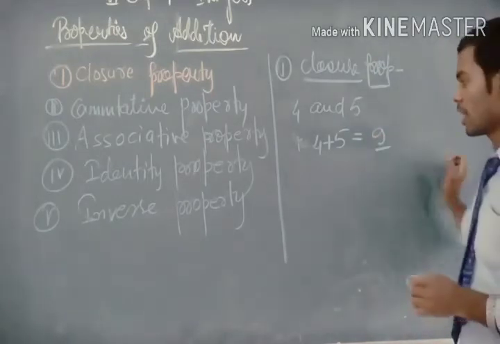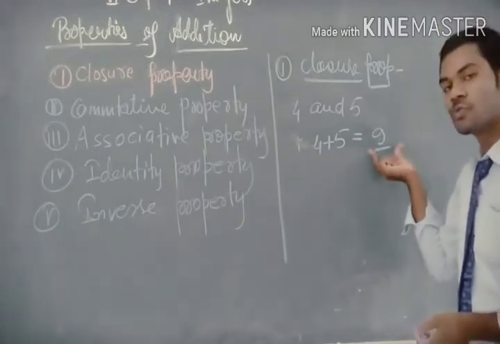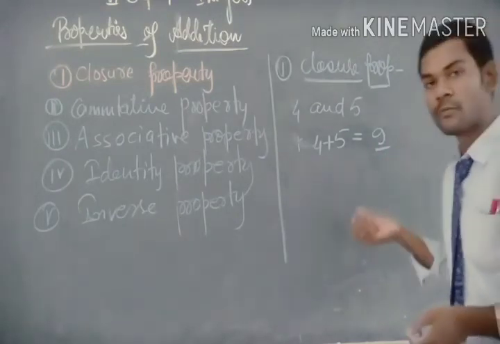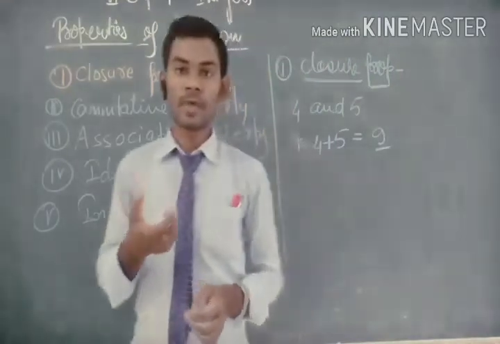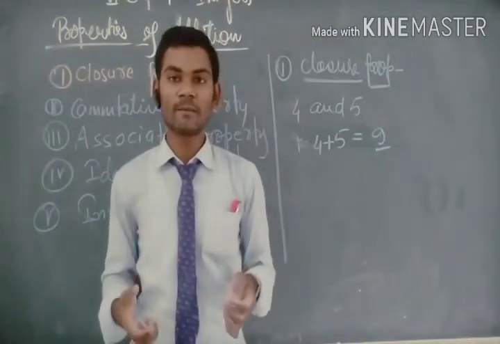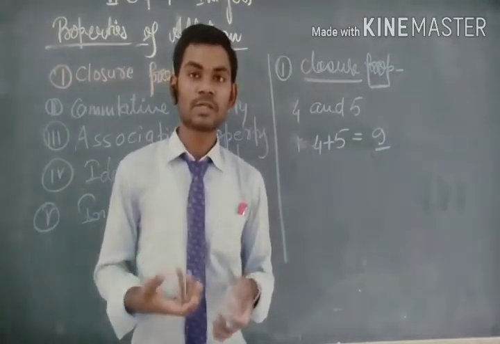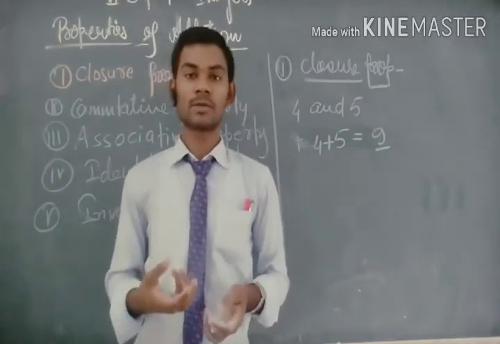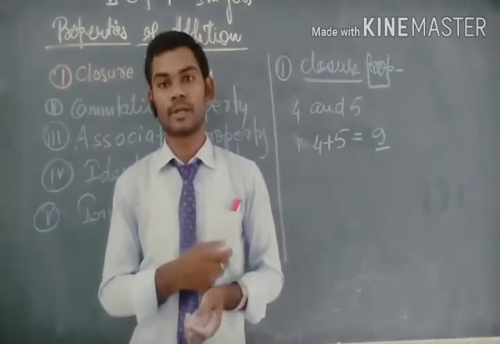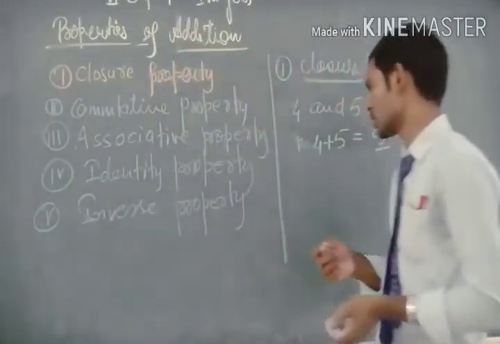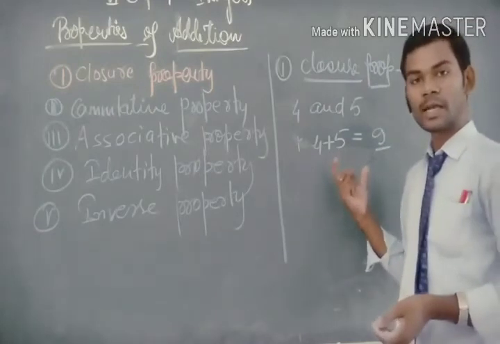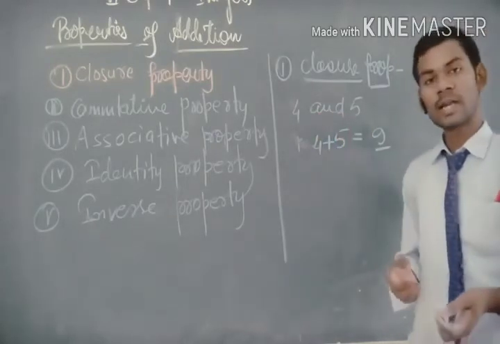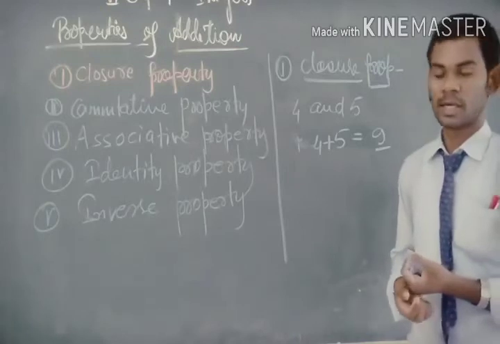Okay students, here when we add two integers, we get a new number which is also an integer. So we say that if we have two integers and we combine them with the operation of addition, then we get a new integer. This property is called closure property. So here we have two integers 4 and 5, which when added give a new integer. Therefore, we can say that these two numbers satisfy closure property under addition.